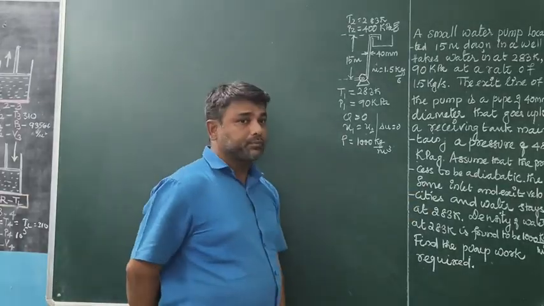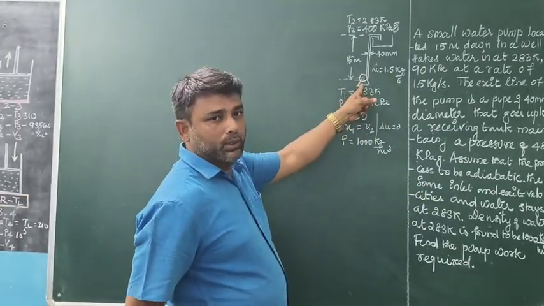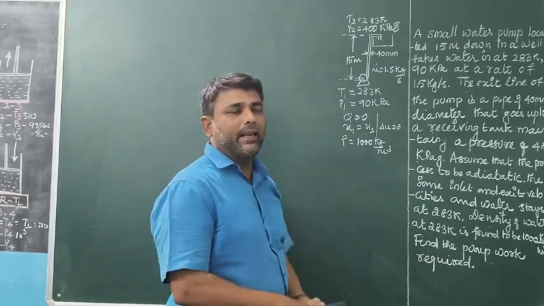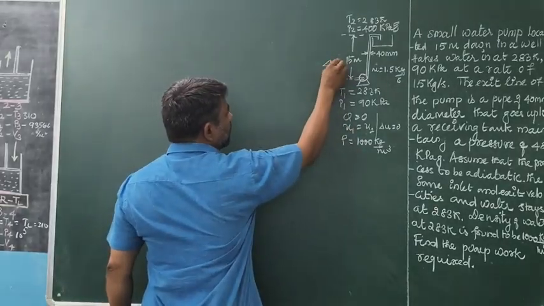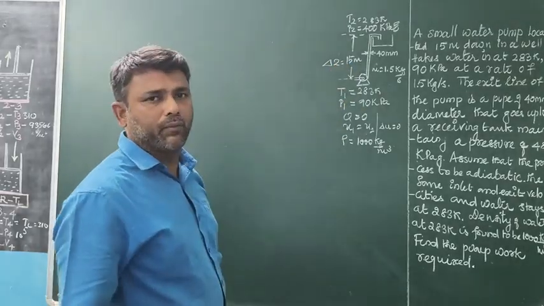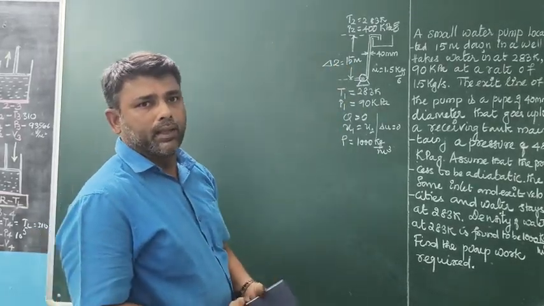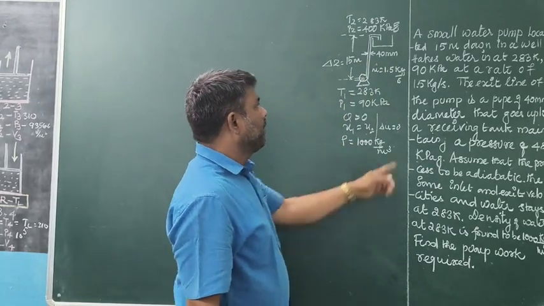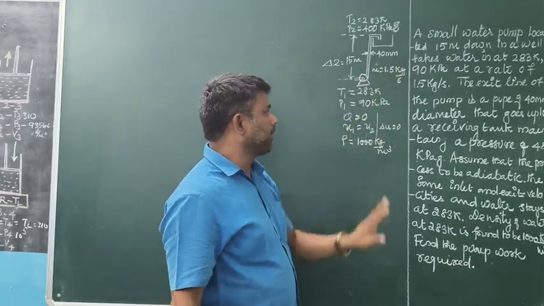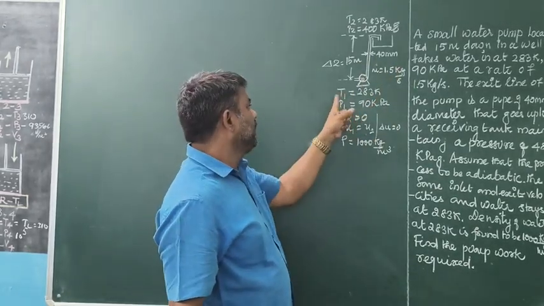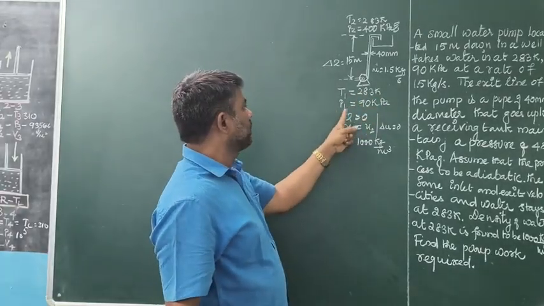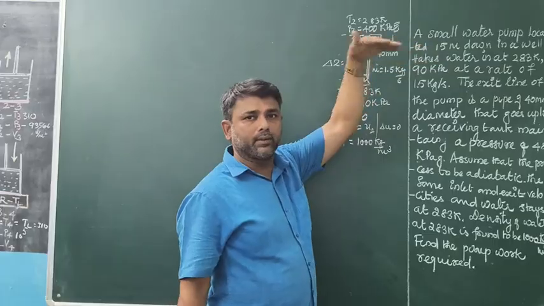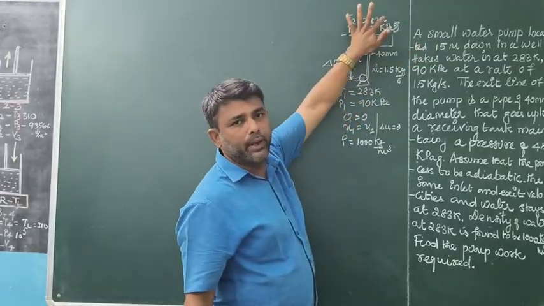The data given: a pump is installed below the earth in a well. The depth of the well is 15 meters, so del Z, that means Z2 minus Z1, is 15 meters. The pipe used to pump the liquid is 40 mm in diameter. The mass flow rate of water is 1.5 kg per second. The temperature at the well, T1, is 283 Kelvin and P1 is 90 kilopascal. The temperature outside, at the datum, T2, is 283 Kelvin.